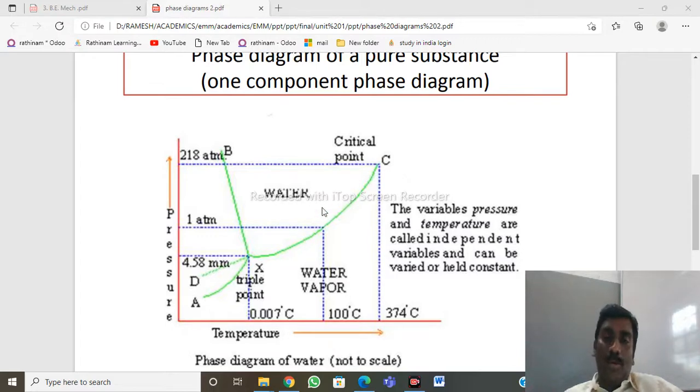Then above that, if you are continuously increasing the temperature, this water becomes a steam component. That means it is considered water vapor and gaseous state. Above this critical point, it goes to the gaseous state. So this is the phase diagram of a one component system.